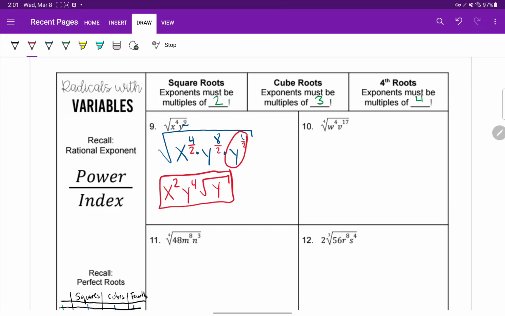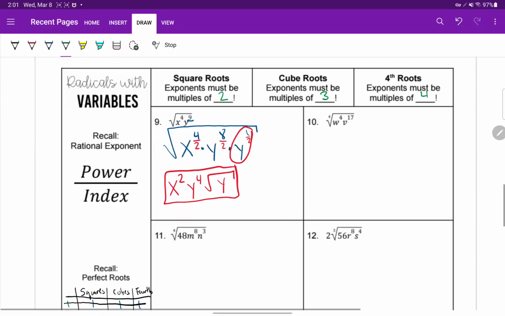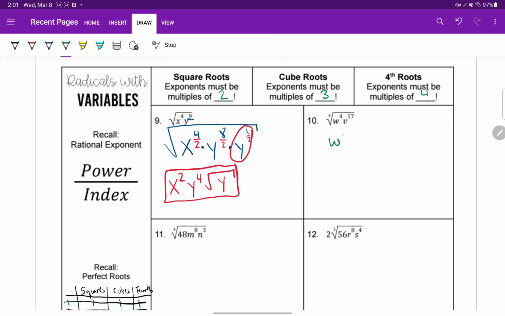All right, for number 10, we're going to follow the same process. This time, it's going to be a 4th root. So we're looking for multiples of 4. Whatever that index is, we're looking for multiples of that number. So for this one here, we'll start with w to the 4th. And 4 is already a multiple of 4, so we can leave that alone. For the v to the 17th, we're going to break that into the largest multiple of 4 that goes into 17, which is 16, leaving me with v to the 1st left over.